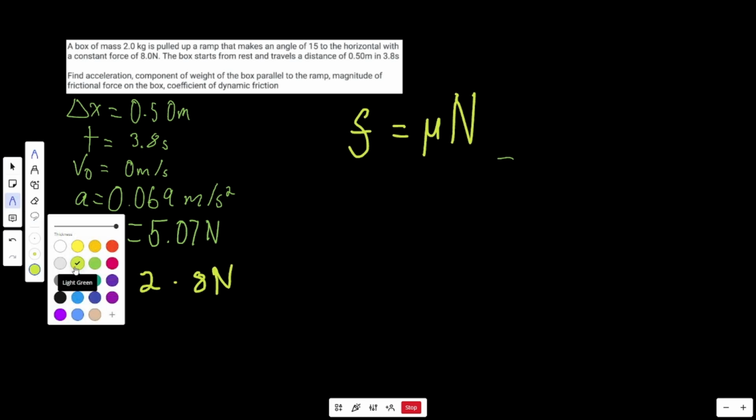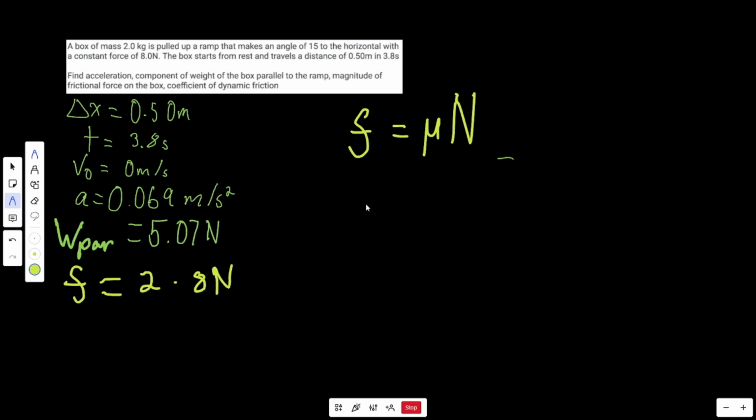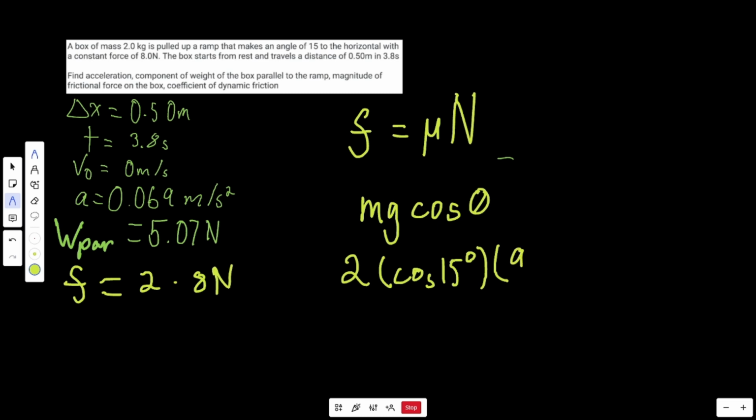And this shouldn't be that hard because we know already what to input. So mg cosine theta is also equal to 2 times cosine 15 times gravity, which is 9.8. And that's supposed to be equal to 18.9 newtons. 18.9 newtons. Okay, there. So our normal force can be described like this.